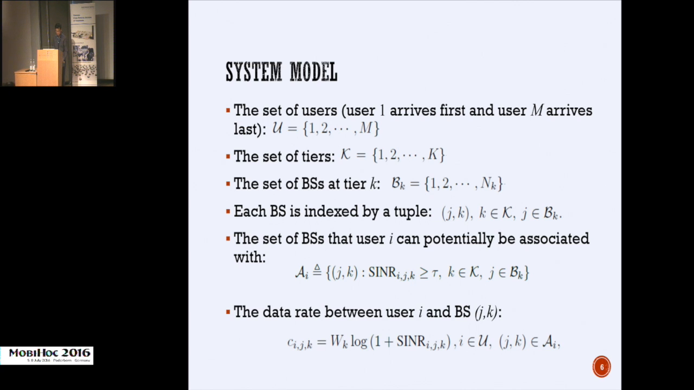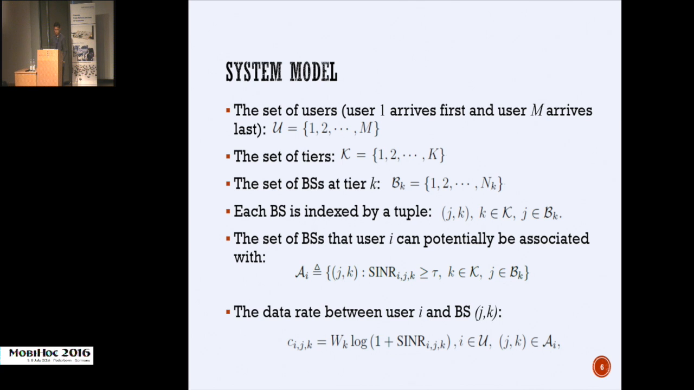We also define the set A_i, which is the set of base stations that user i can potentially be associated with. A_i is the set of base stations where the received signal-to-interference-and-noise ratio at user i from base station (j,k) is larger than or equal to some threshold tau. The tau is chosen to ensure that the data message can be decoded successfully at the receiver i. Last, the data rate between user i and base station j at tier k is denoted by C_ijk, where we use the Shannon formula for the data rate.